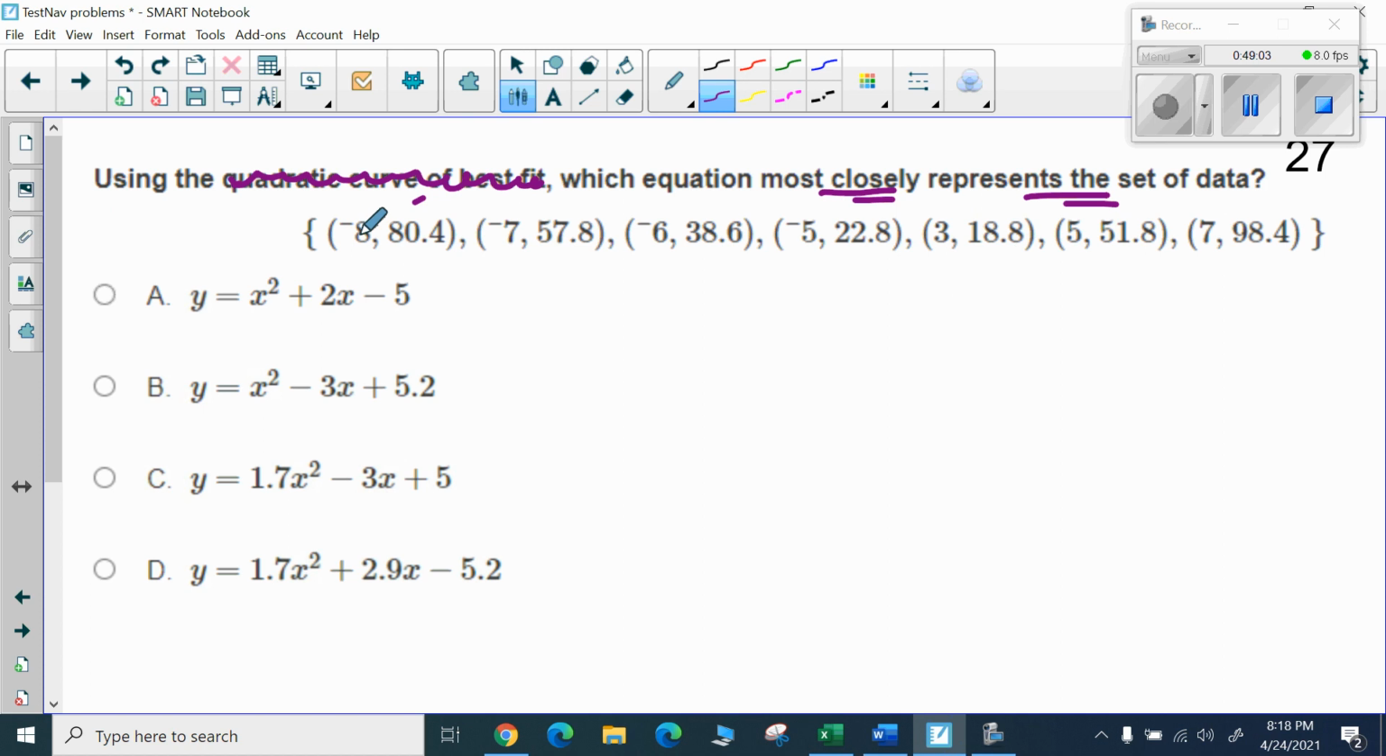Again, I have a set of points here. I know that I can go to Desmos and I can type these points in and they'll show up on the graph. Then I know that I can type these equations in and they will also show up on the graph. They want to know which one is the closest. Which one of these is the closest to that? So I'm going to put the table in and then I'm going to put these 4 equations in and see which one matches it the best.